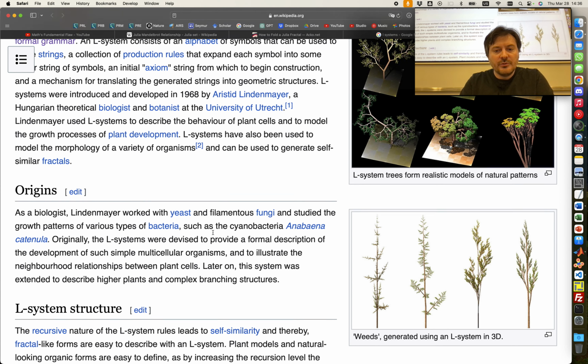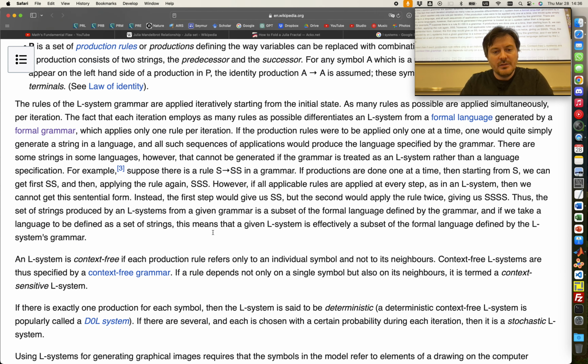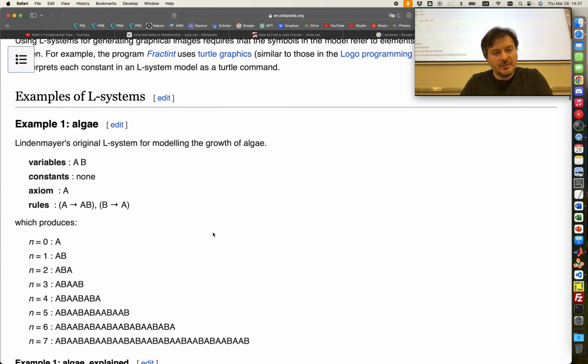But basically you start with a simple thing and you make a transformation. There is a good example here. Let's say you start with an axiom and there are rules. If you have A goes to AB. If you have B goes to A. So you start with A, then A becomes AB because A goes to AB, but then A becomes AB and B becomes A. Did you follow that?